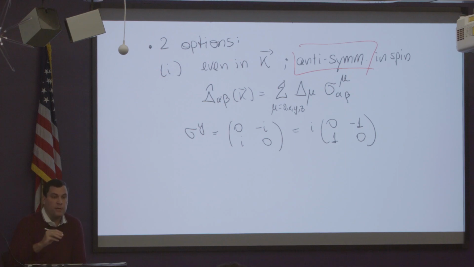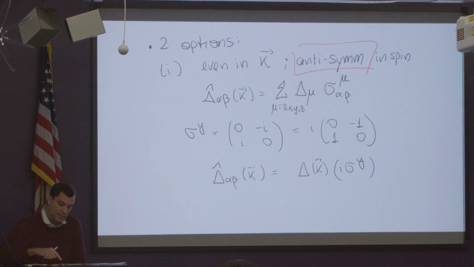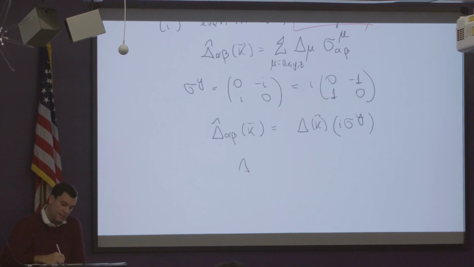So we take this i, we incorporate it back in delta, and then we just usually write, in this case, the delta alpha beta of k as delta of k, and then I do i sigma y, because, well, there are reasons why we do that, but this is just more convenient. And now this complex function here has to be even in k. Okay? And this is the famous singlet superconductivity. Okay?